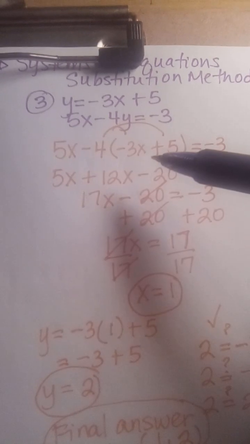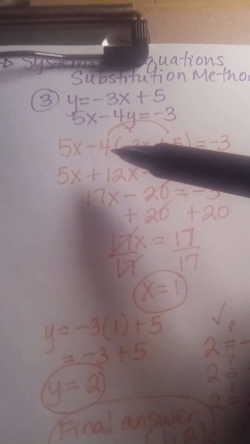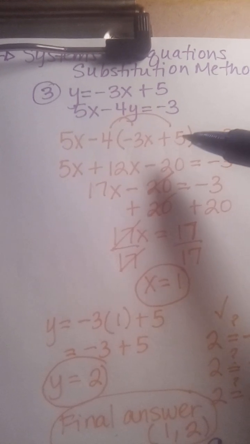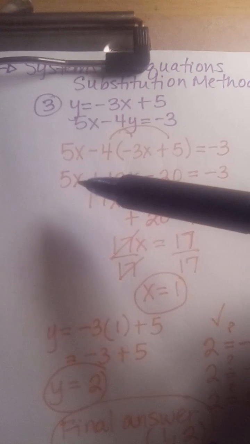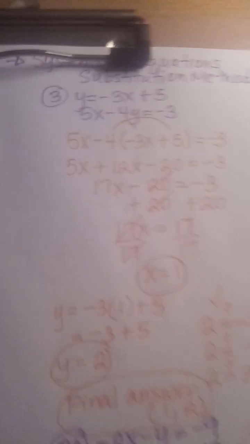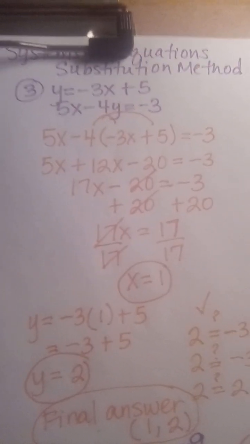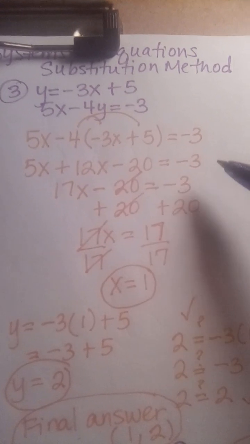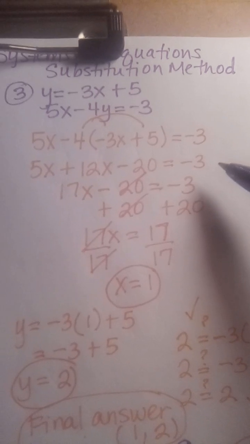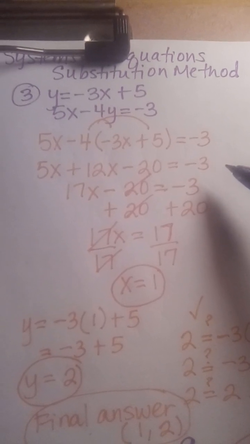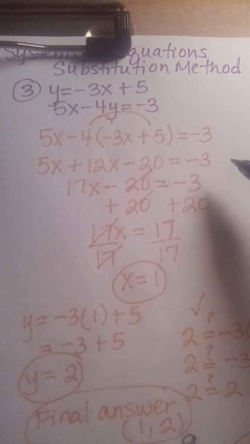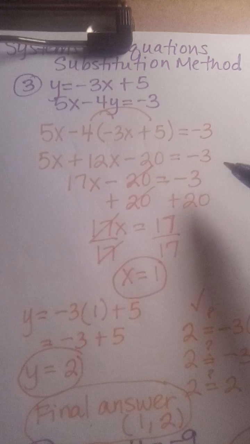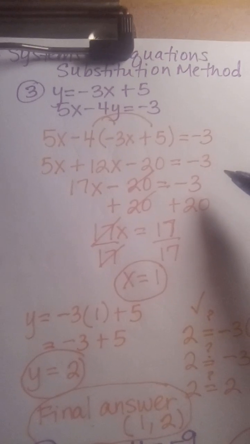Then once the y has been substituted, you distribute what's outside to what's inside the parentheses to get rid of the parentheses. After that's been done, 5x plus 12x minus 20 equals negative 3. Then you combine like terms, which is 5x plus 12x equals 17x, minus 20 equals negative 3. So far, so good on these steps?